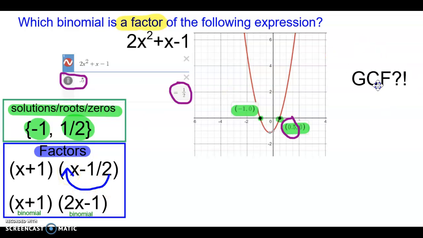Also, over here I missed, do I have a GCF? Well, my biggest number in this problem is 1. So that means I can't go any smaller than that. So that means 1 is the only number that can fit into those. So technically my GCF is 1.